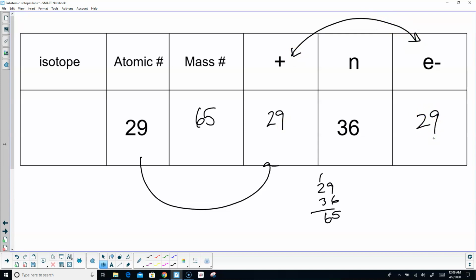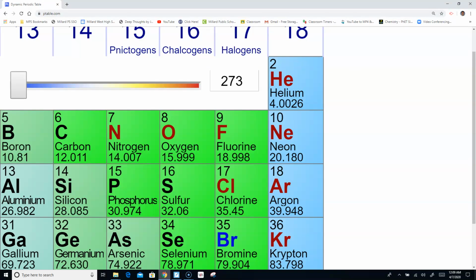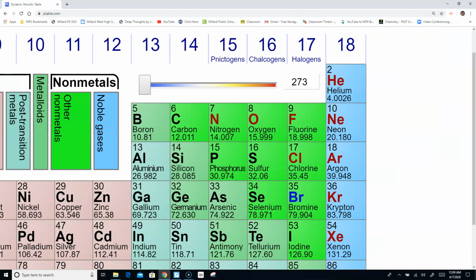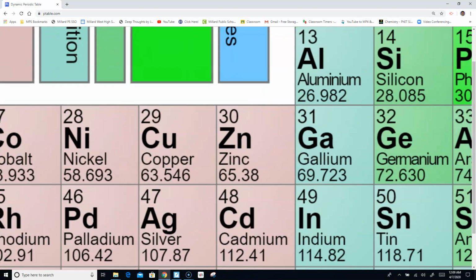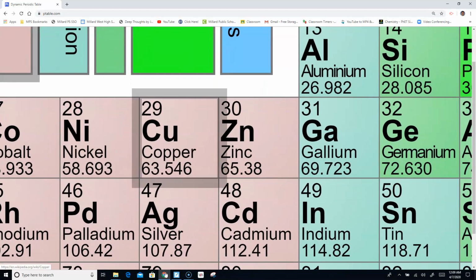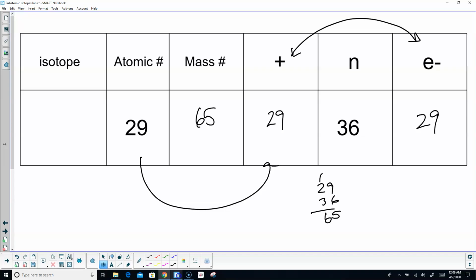So I need to figure out what element this is. I'm going to go back to my periodic table and look for number 29. Let's zoom out a little bit. There it is, 29, and it's going to be copper. We're not going to use this average mass. We're going to use the very specific mass, but that is the atomic number. So we can identify that element as copper. I'm going to say copper-65. And that's how that works.